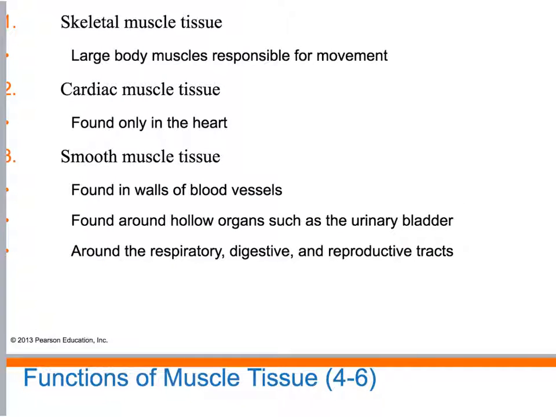Now we're going to start muscle tissue. Muscular tissue has 3 divisions. There's skeletal muscle tissue, and they're large body muscles, and they're responsible for movement. There's cardiac muscle tissue, and it's found only in the heart. And then there's smooth muscle tissue that are found in the walls of blood vessels, found around hollow organs such as the urinary bladder, and also in the respiratory, digestive, and reproductive tracts.